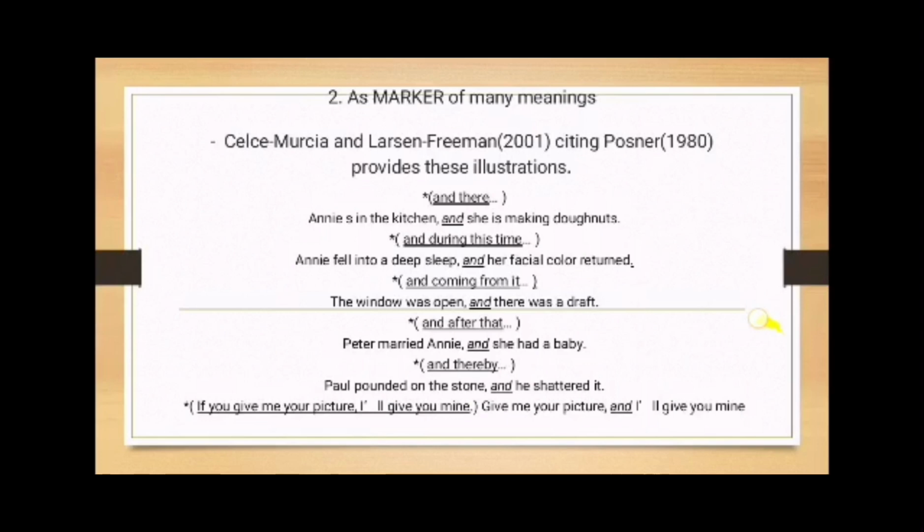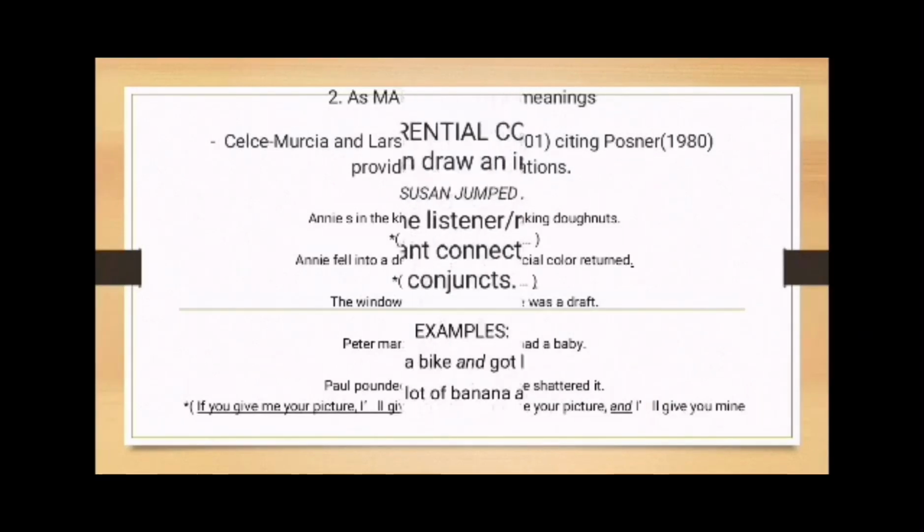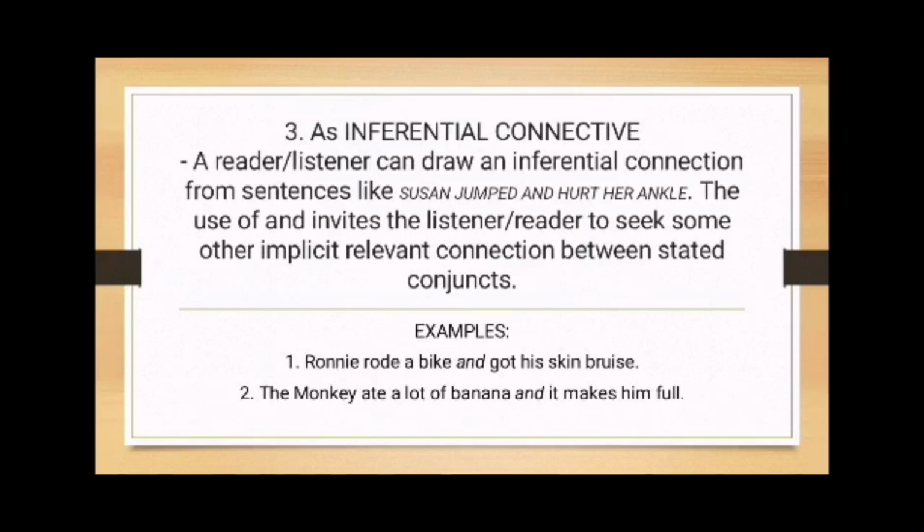"If you give me your picture, I'll give you mine." "Give me your picture and I'll give you mine." So this statement used the conjunction with a condition. If the subject does a thing to another subject, then they reciprocate. So they give back, or they return the same action between two subjects in the statement.